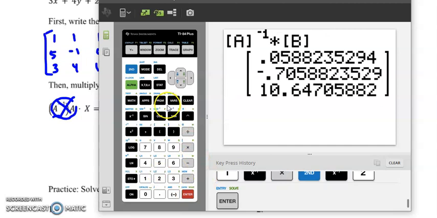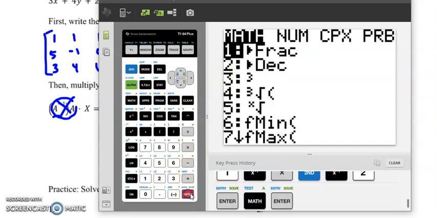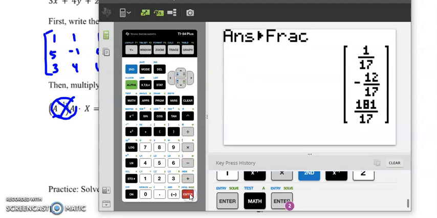And this is a lot of decimals. I think I can do math frac. I choose math, and then choice 1 is frac, and I can put my answer in fraction form. So that's a better way to write it with matrices. We typically don't use decimals, we'll use fractions. So that would be your solution here.